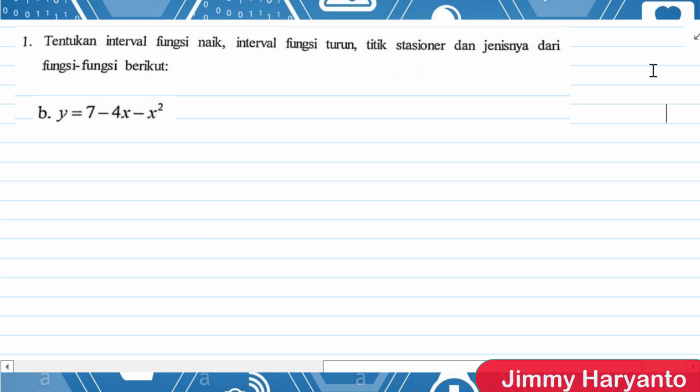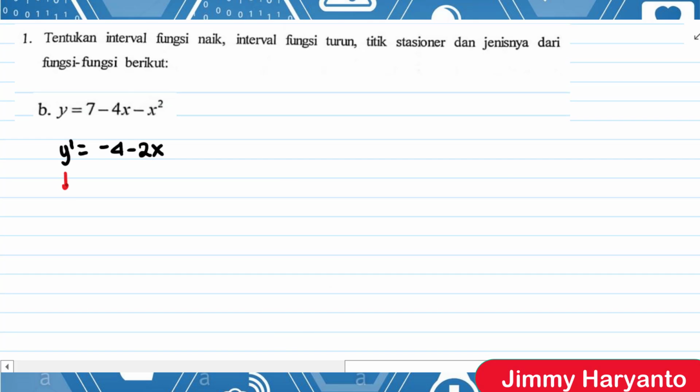Okay guys, this is the solution of your homework for number 1b. Find the stationary point of this curve and then find the nature. For 1b we have to find the y-accent first. The y-accent will be -4 minus 2x, and then we make it 0. So we make the y-accent equal to 0 to find the value of x of the stationary point. So -4 minus 2x, move the 2x to the left side, x equals -2.